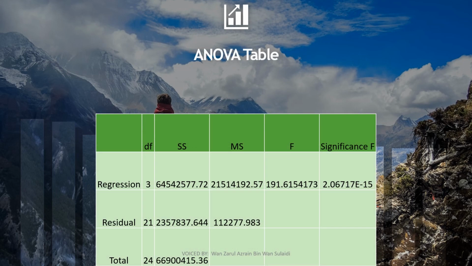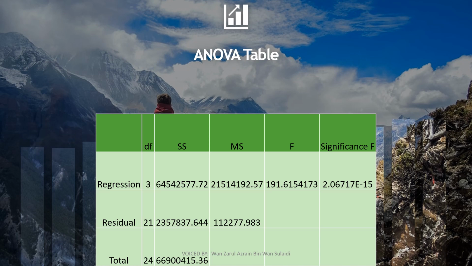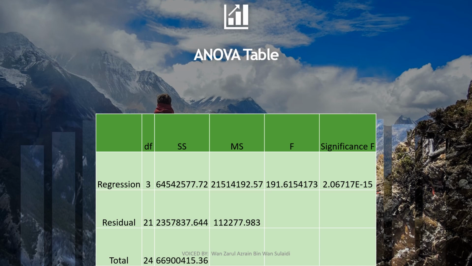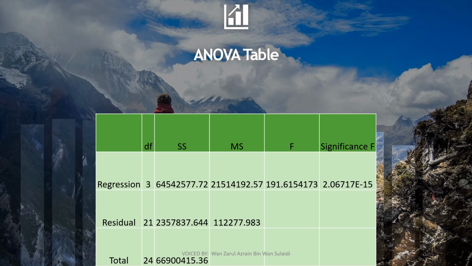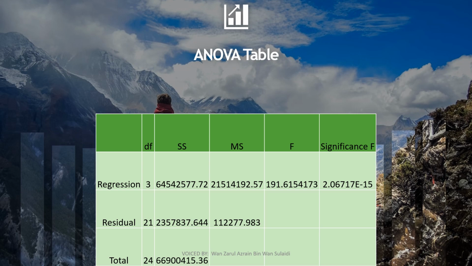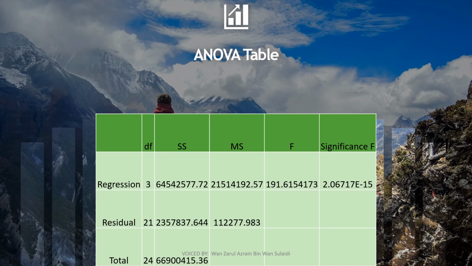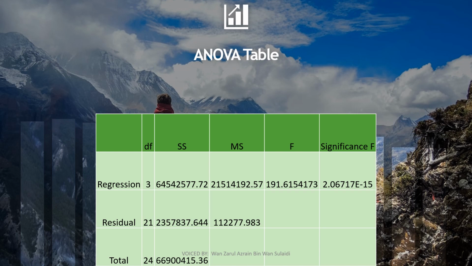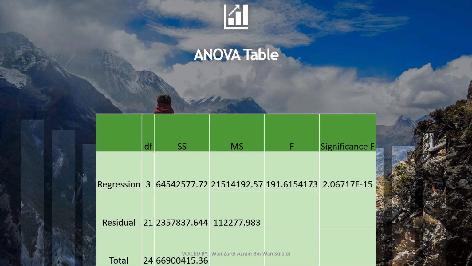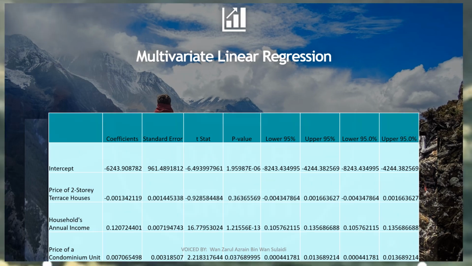This is the ANOVA table. As you can see, there are a total of 24 degrees of freedom. The total of sum square is 66,900,415.36, where the overall significance in regression analysis is 191.615. This is the multivariate linear regression that we have retrieved from Microsoft Excel.